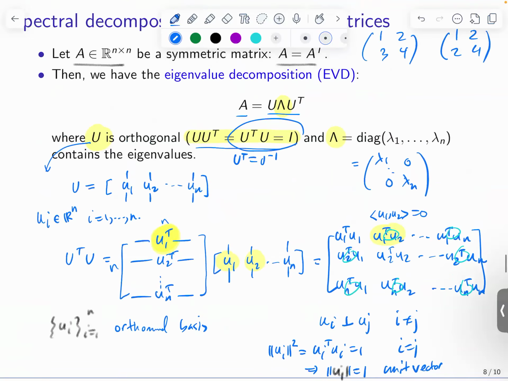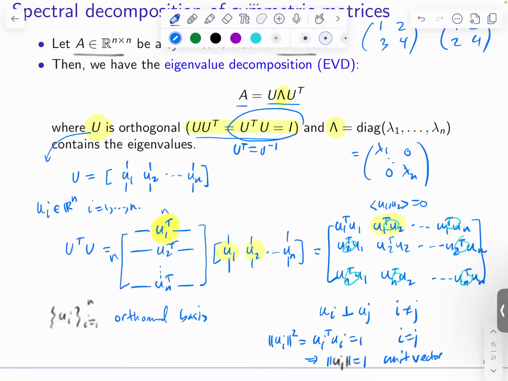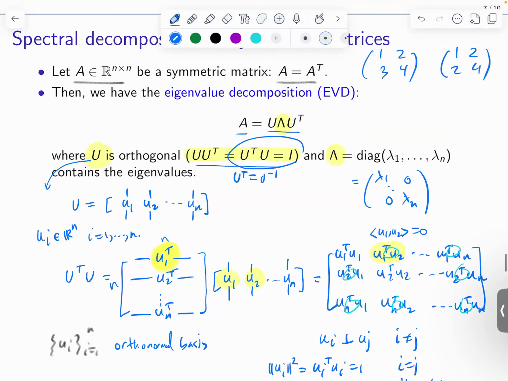So where do they come from? What are the relations with A? The relation turns out to be, so every matrix defines this kind of decomposition. So it produces a particular orthonormal basis for the space, which is very useful.